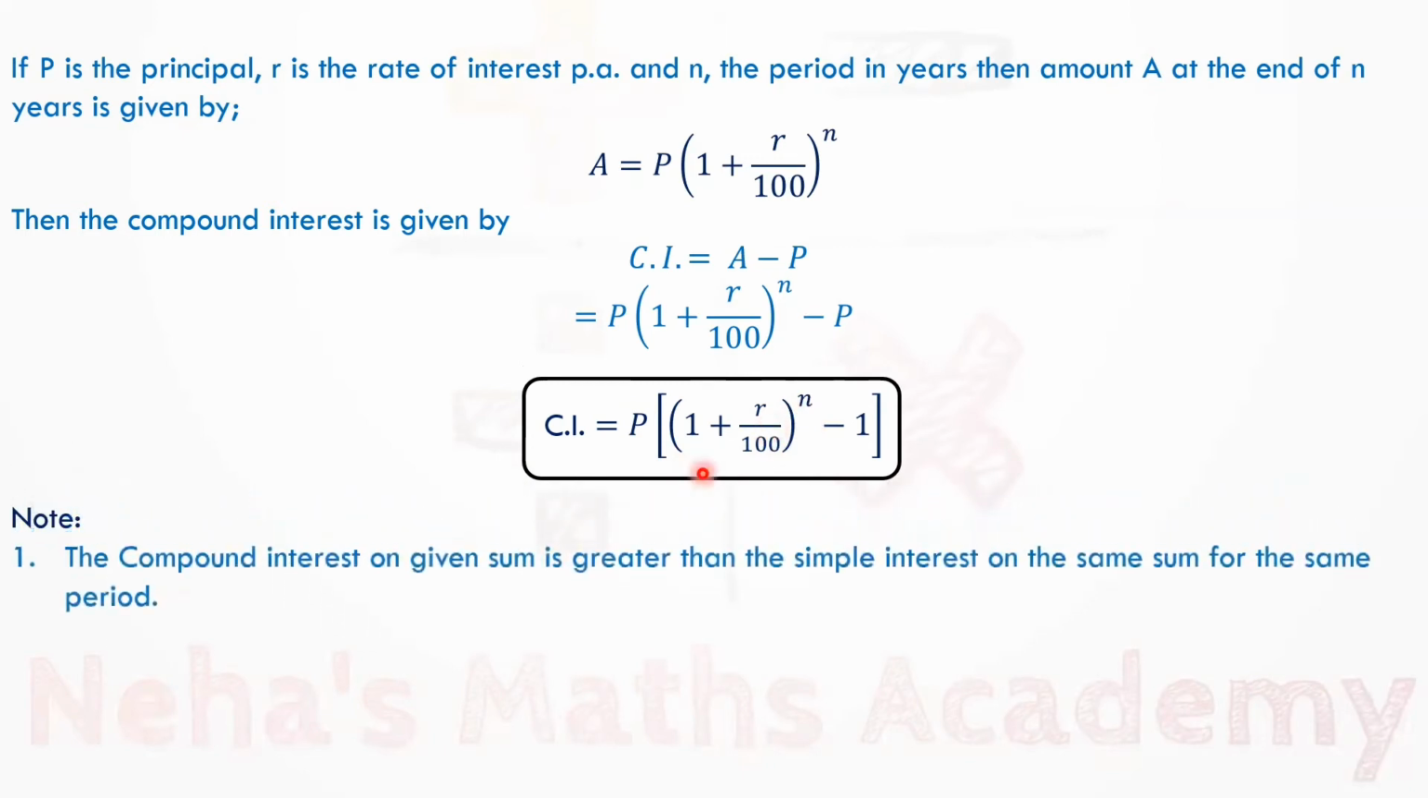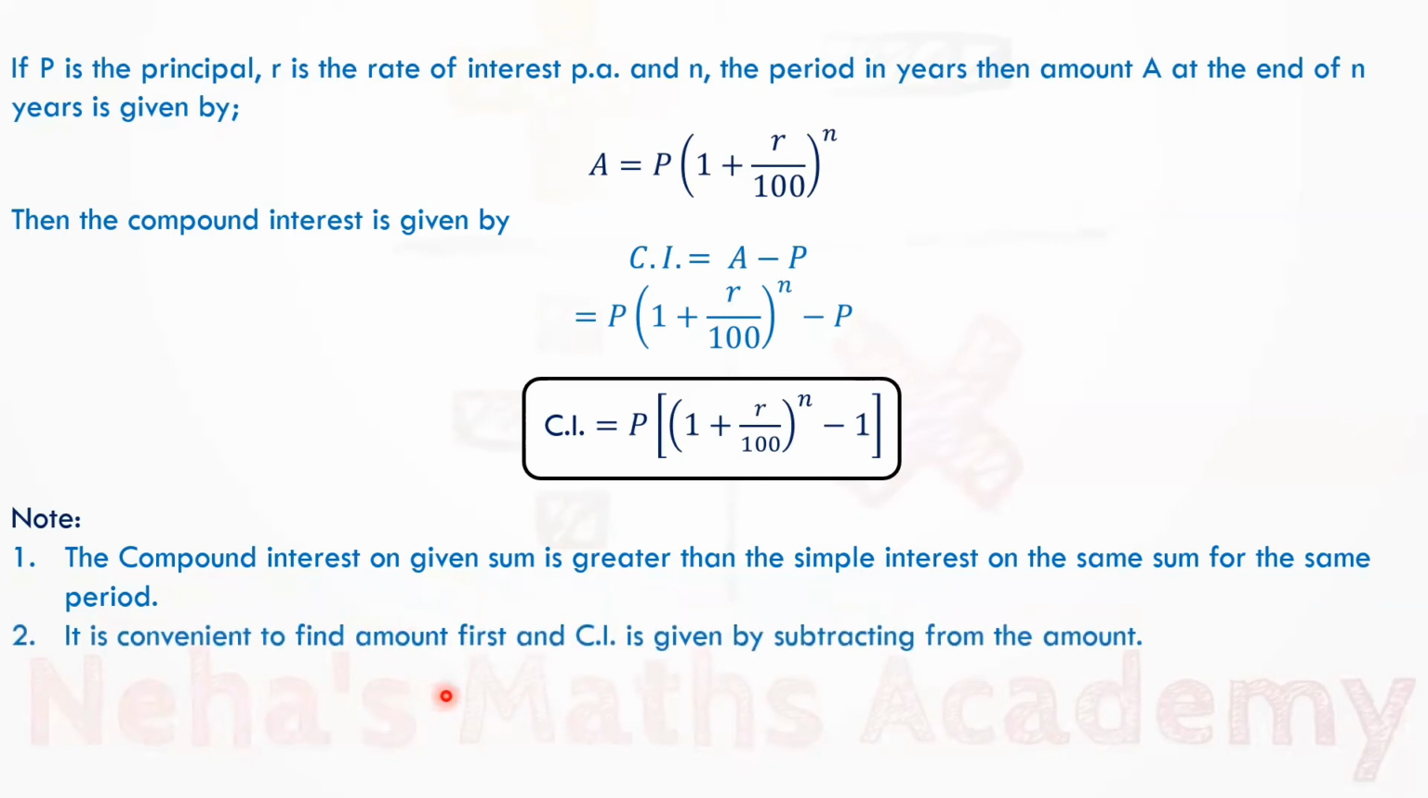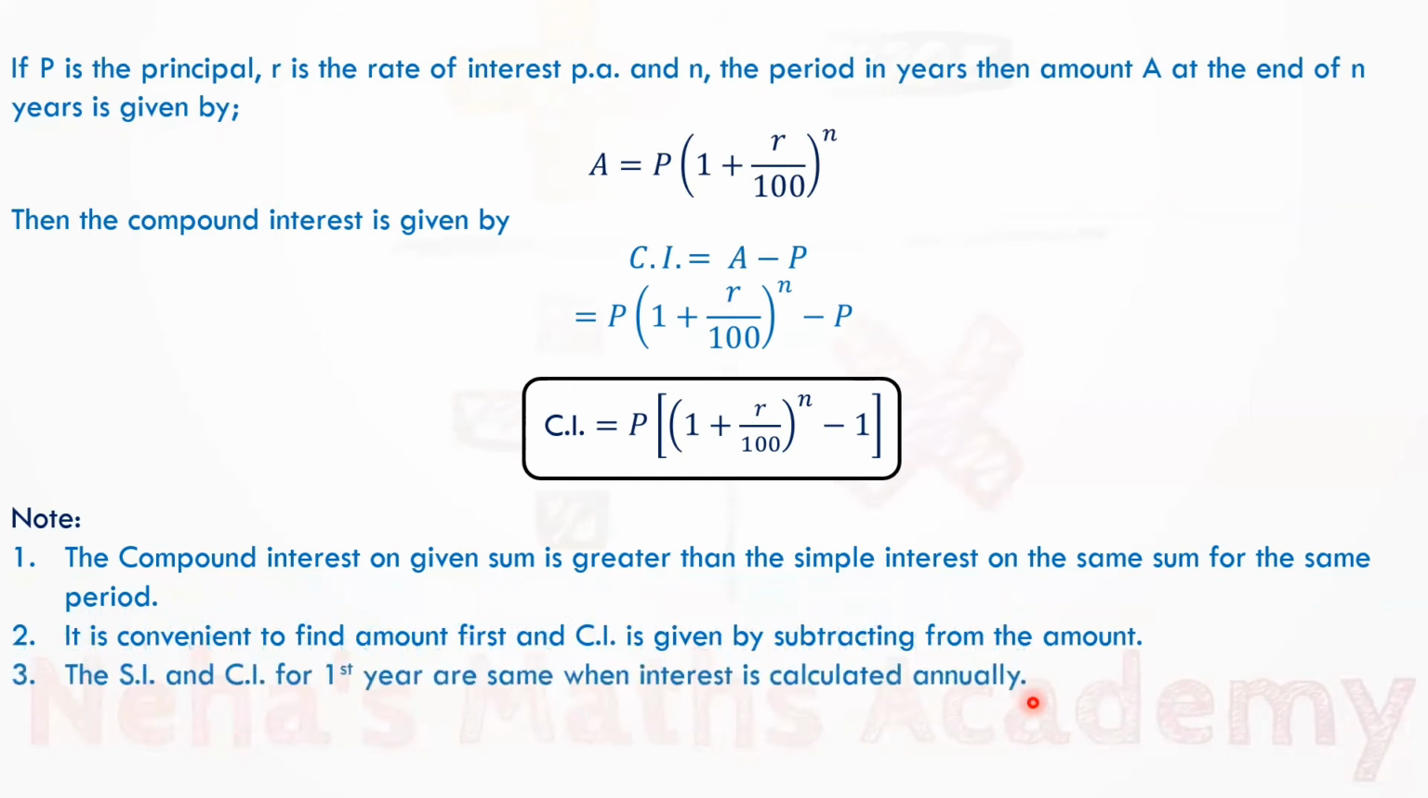Note that the compound interest on given sum is greater than the simple interest on the same sum for the same period. It is convenient to find amount first, and compound interest is given by subtracting from the amount. The simple interest and compound interest for first year are same when interest is calculated annually.